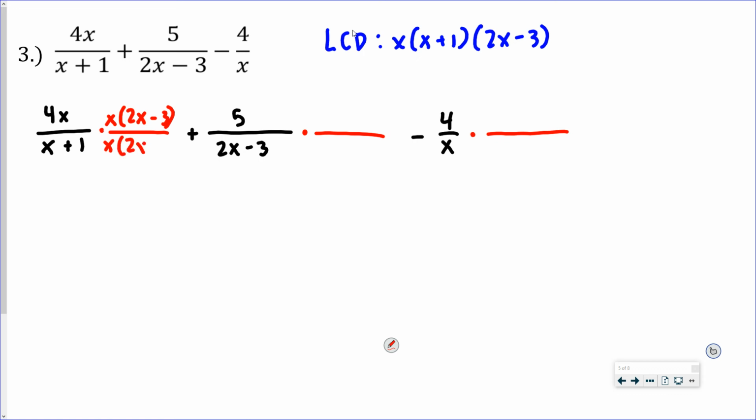Good. Could you do 2x cubed minus 3x? Yeah, you could, but don't do that in your denominator. In our denominator, we want to keep it in that factored form. But in your numerator, you could. All right, what's my second fraction missing? x plus 1 and x. Good. What about this one? x plus 1, 2x minus 2. Oh boy, that one we got a lot of multiplying to do.